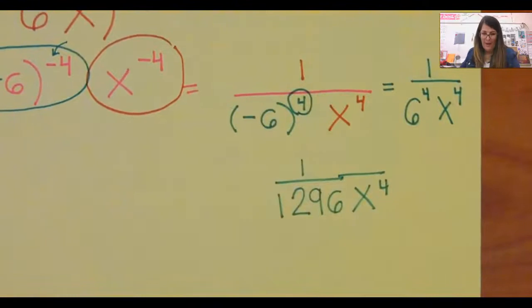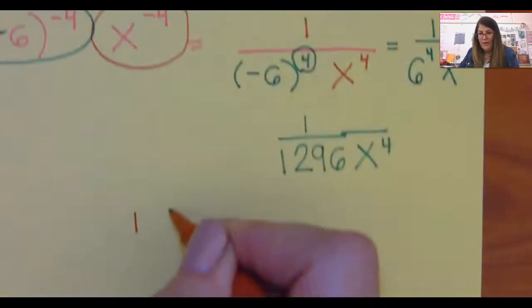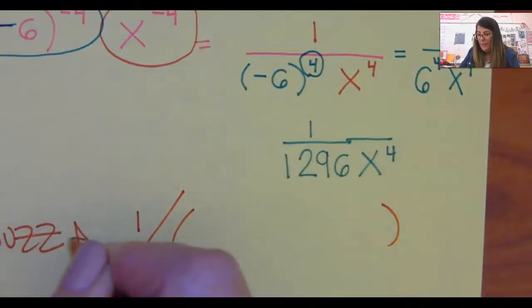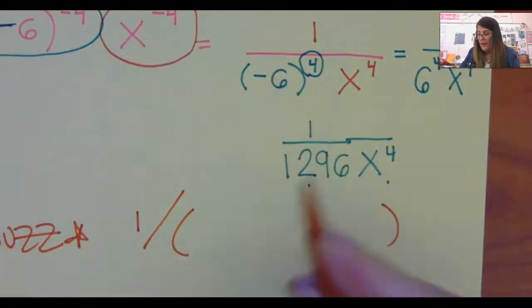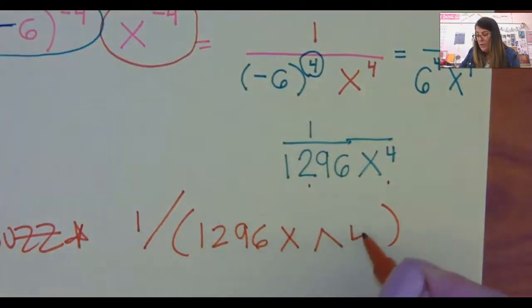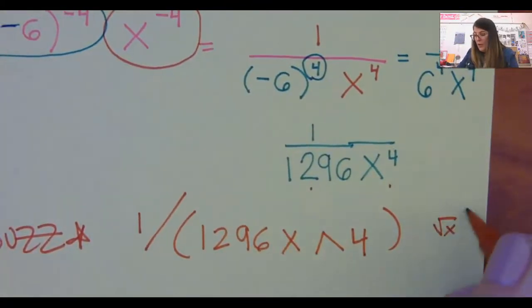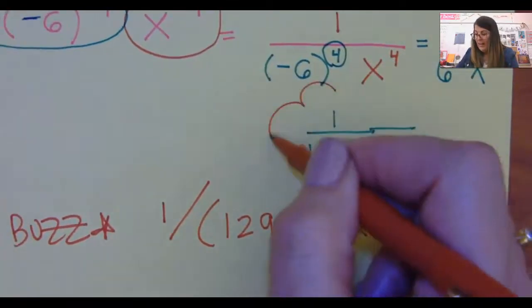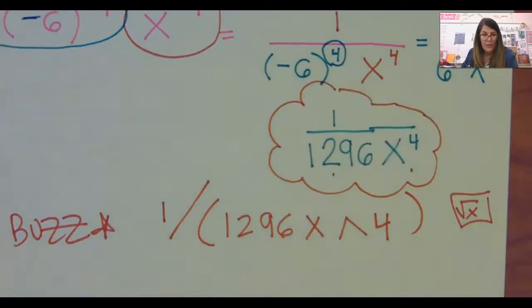Now, let's talk about how I would enter that in Buzz. 1 divided by, and then here's the thing, because there's more than one thing down here, I need these parentheses. So when you go to do this in Buzz, use that equation editor button to check and make sure that it looks like this, because this is how I want my answer to look.